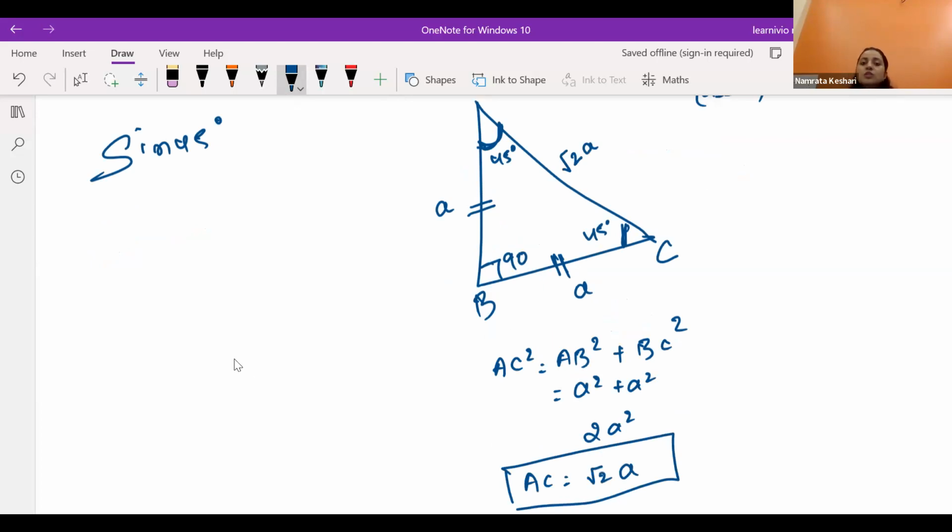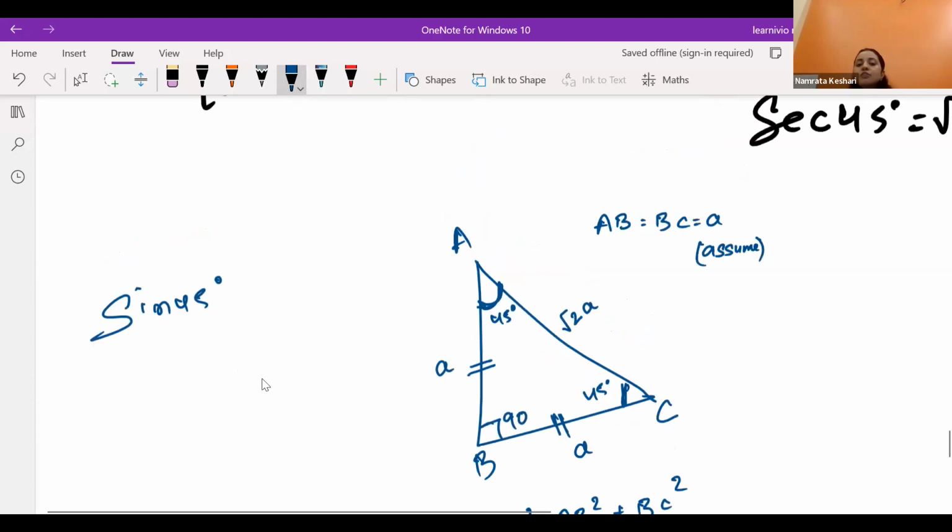Yes, ma'am. Now, sine 45 degree we have to find. So, shall we focus on angle A or angle C? I'm telling you, you can focus on angle A or maybe you can focus on angle C. You will be getting same result, that is A by root 2A. Check it. Opposite over hypotenuse. Opposite over hypotenuse. Getting it? Either you are focusing on angle A or maybe angle C, you are getting opposite over hypotenuse as A by root 2A. Yes or no, Maha? Yes. Now we are going to cancel this A and A and we are getting sine 45 degree value is 1 by root 2.